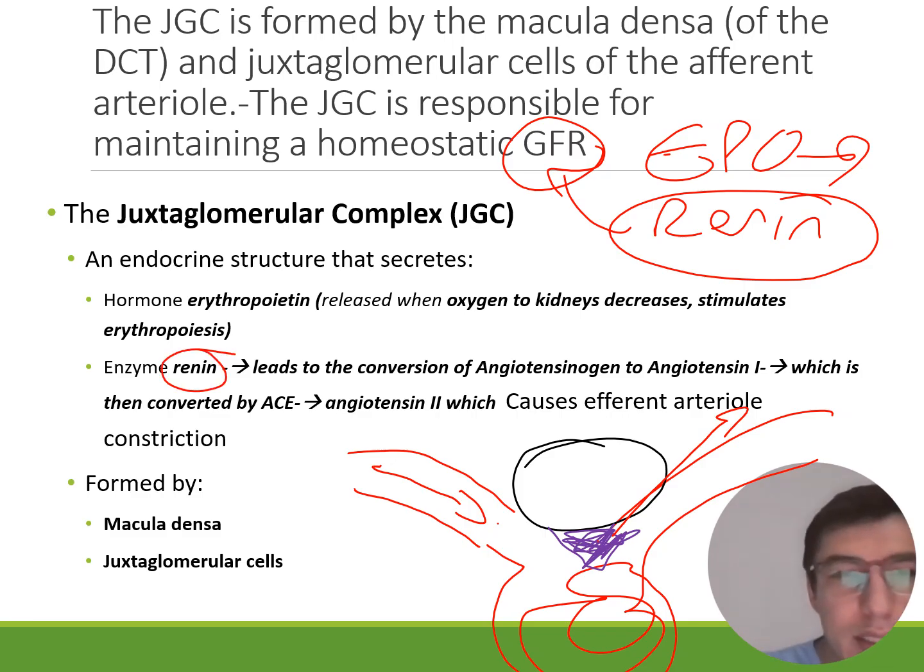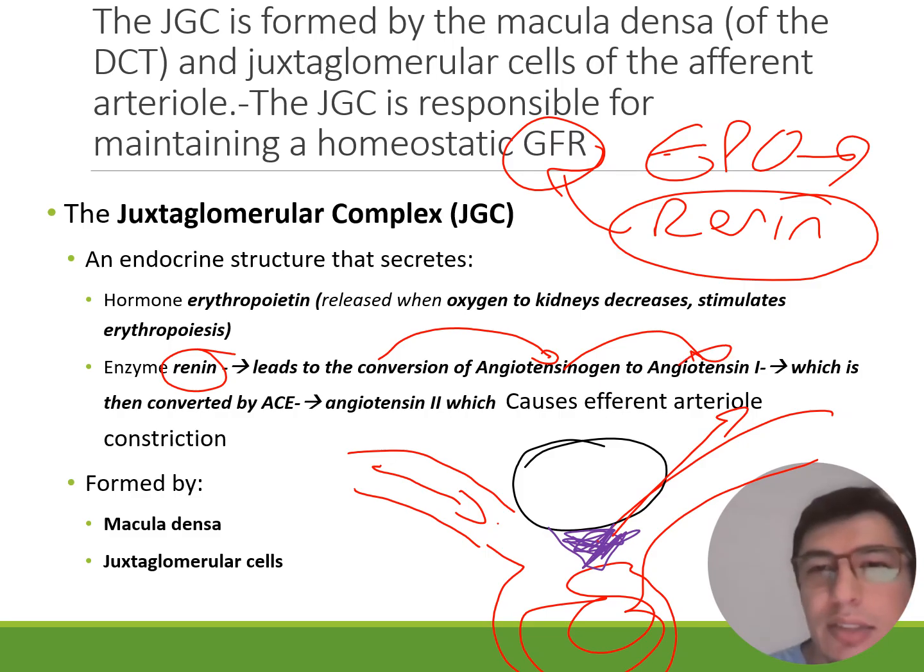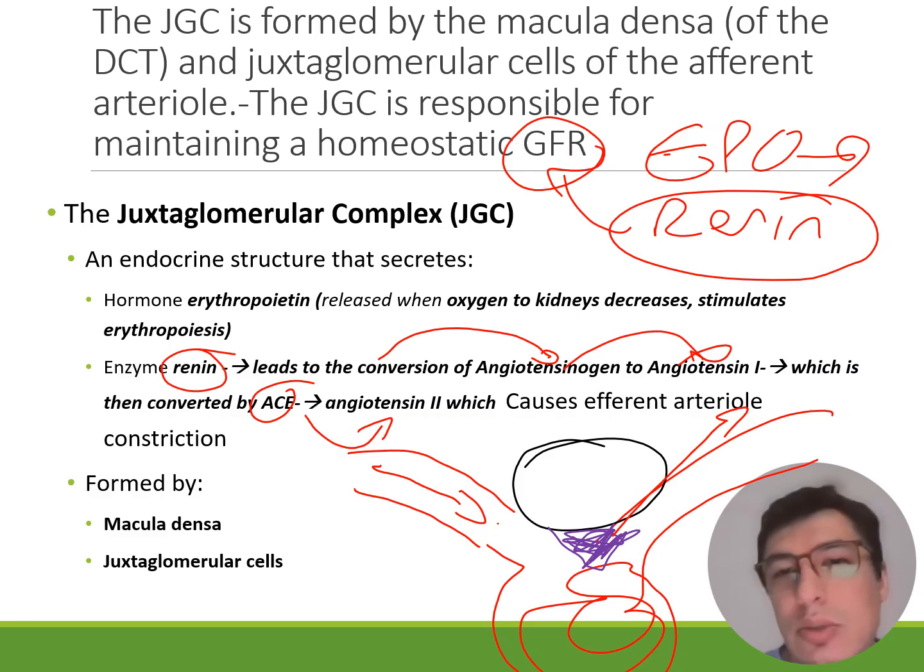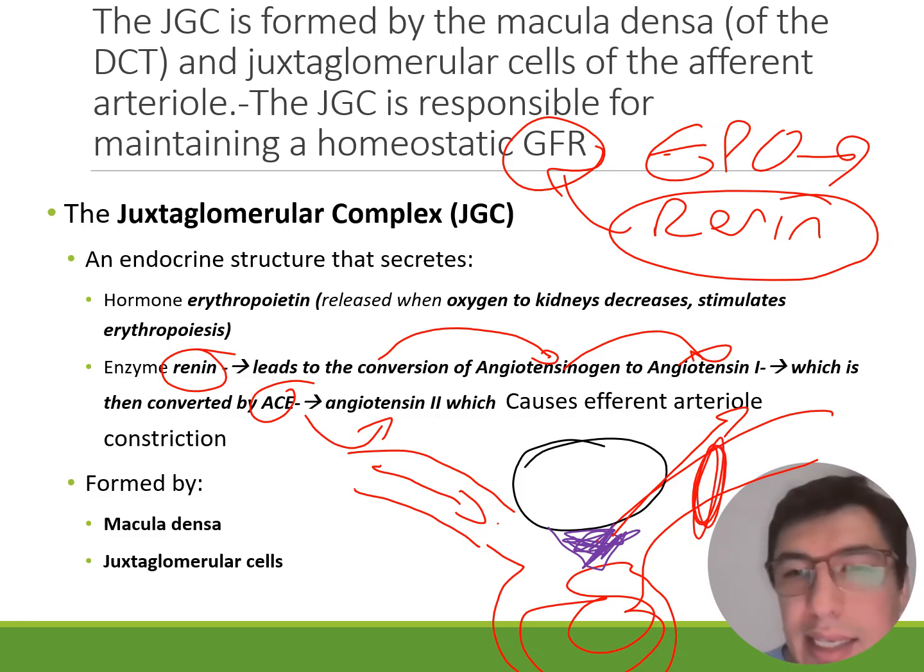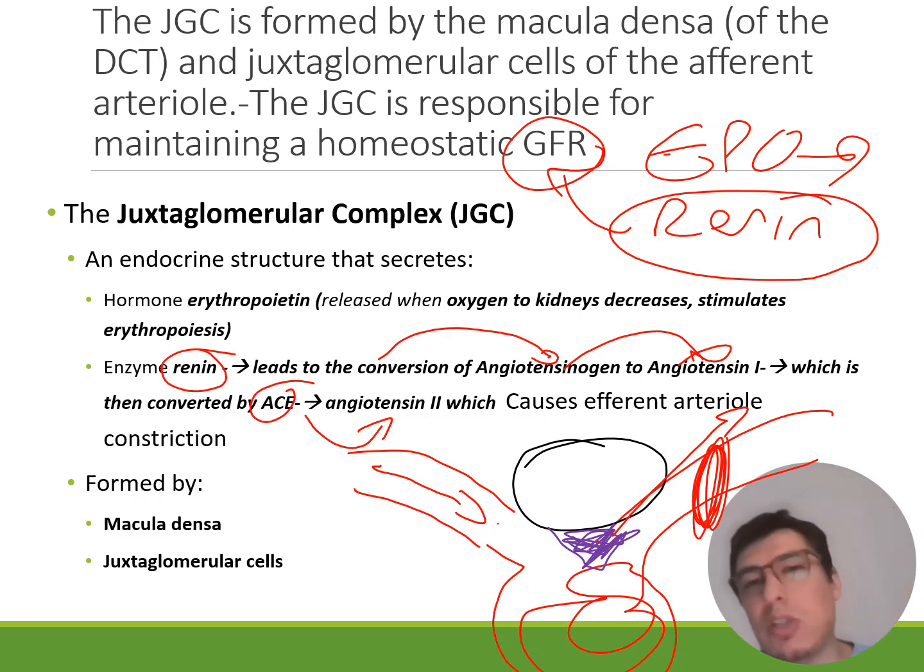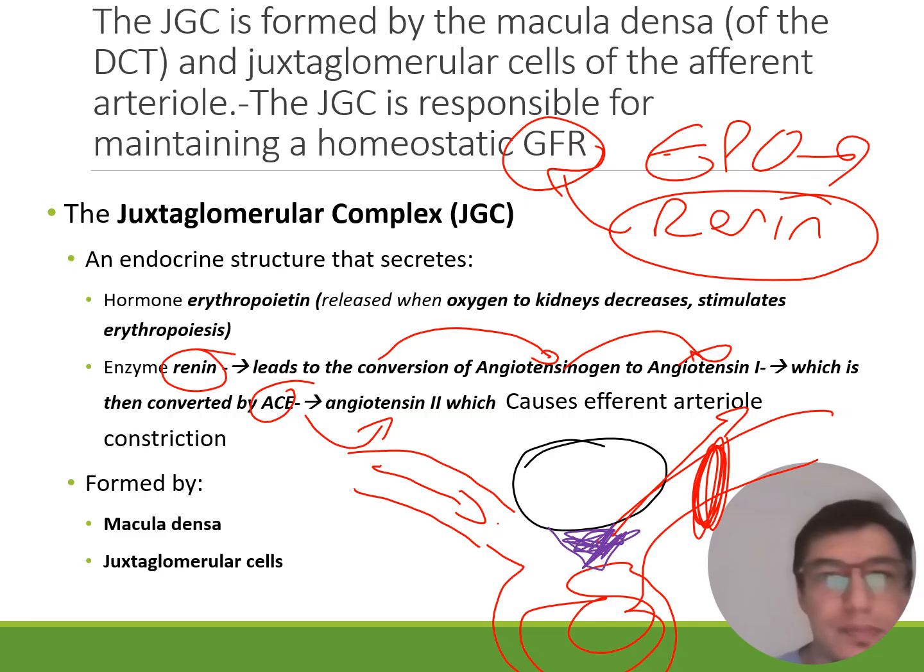Renin leads to the conversion of angiotensinogen into angiotensin 1. Angiotensin 1 is then converted by ACE into angiotensin 2. And it is angiotensin 2 that constricts the efferent arteriole so that it can maintain the filtration rate. It's not going to increase blood volume by itself, but it's going to maintain a stable glomerular filtration rate as much as possible to continue to get rid of waste.